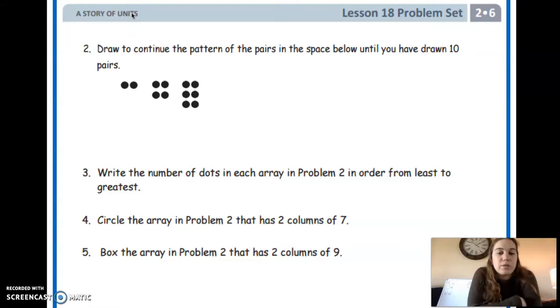Number 3 wants you to write the number of dots in each array in problem 2 in order from least to greatest, so from the smallest to the biggest. In 4, you're going to circle the array in problem 2 that has 2 columns of 7. So remember, columns go up and down, so you want to see which one has 7 in it. And number 5 wants you to box the array in problem 2 that has 2 columns of 9.